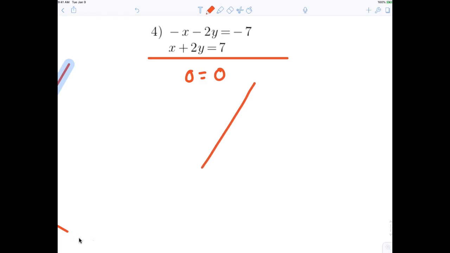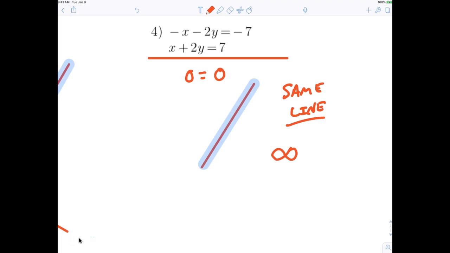It means that the lines are what? No, the lines are the same. If you get a true statement and both variables cancel out, that means you're graphing the same exact line. And if you graph the same line, that means there is an infinite number of solutions. We say there's an infinite number of solutions.